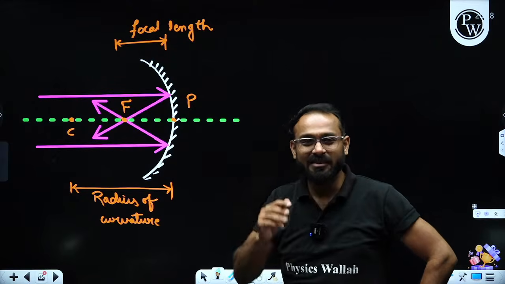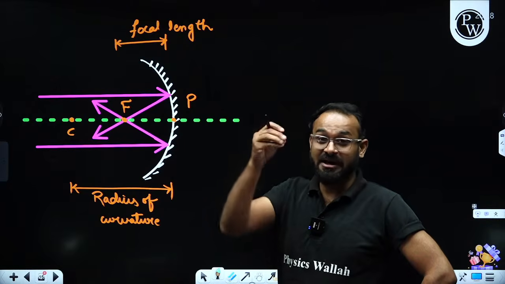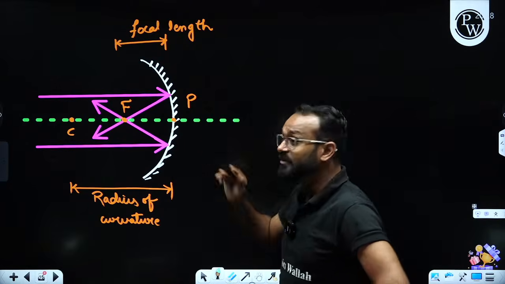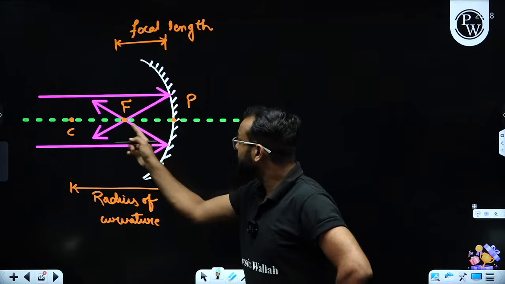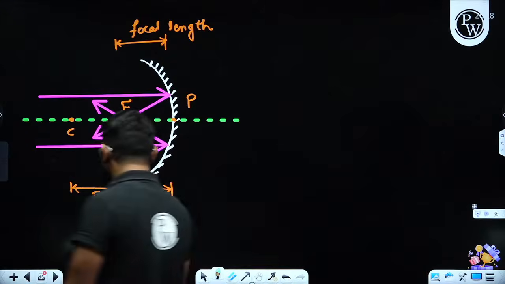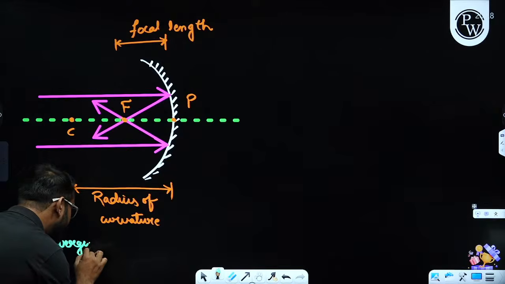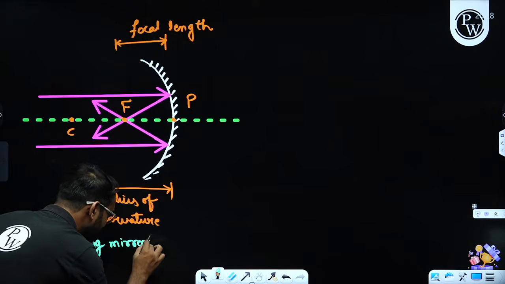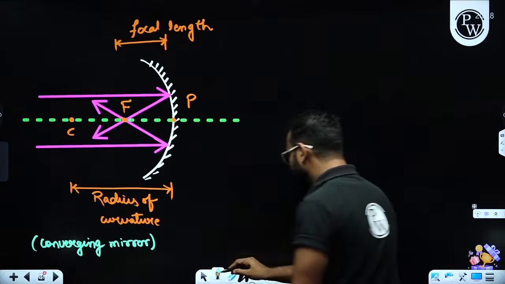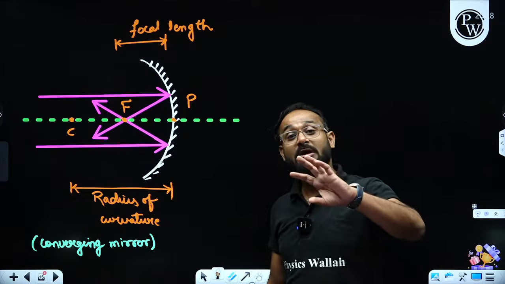Sir, is there any nickname? Just like Vikas Sir is having Vicky at home. So, is the concave mirror known as any other name? Yes, beta, because the lights are converging, this mirror is also known as the converging mirror. Yes or no? Yes, sir.